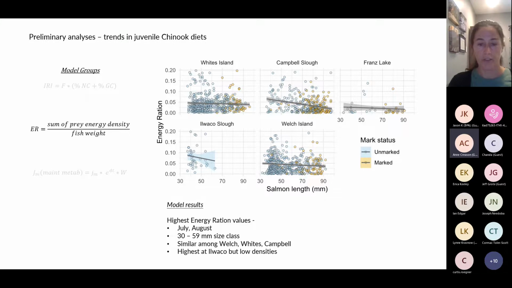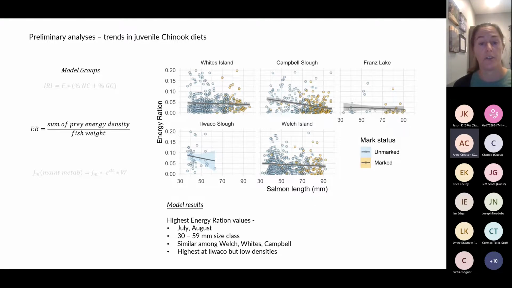showed that the highest energy ration values were actually in July and August. There seemed to be a trend of February to May, pretty good energy ration values. There was a dip in June, and then July and August, they increased again. The highest energy ration values were also for the smallest fork length fish, which does make sense given that fish weight is accounted for in the equation.